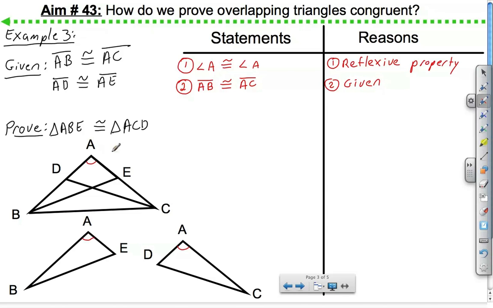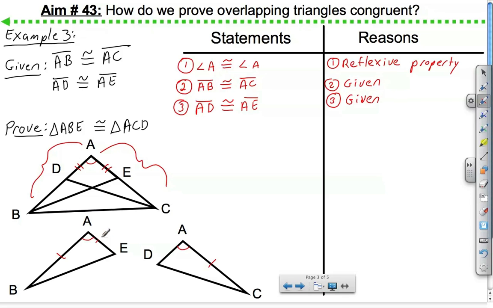Let's mark that in all three diagrams. So we have AB congruent to AC. Here's AB, here's AC. Alright, and our third given is AD congruent to AE. And the reason will be given. And let's mark this in our diagrams. AD congruent to AE. Here's AE and here's AD.